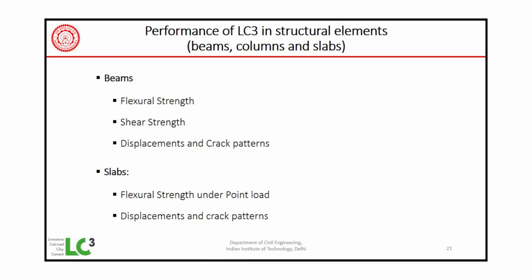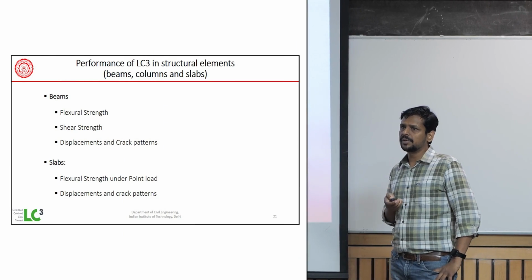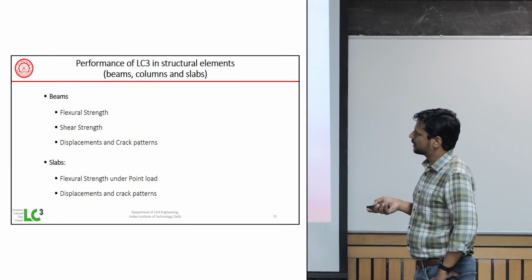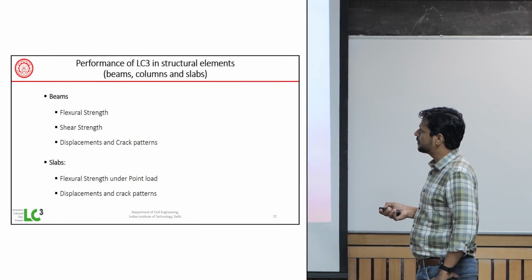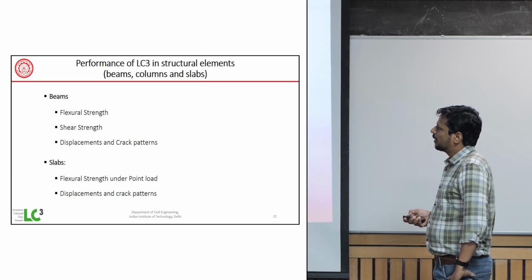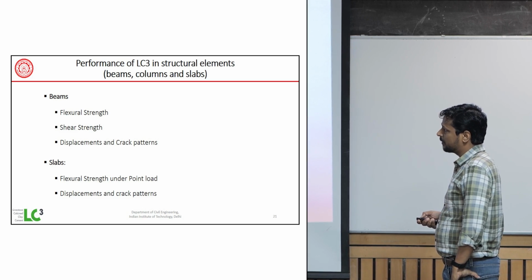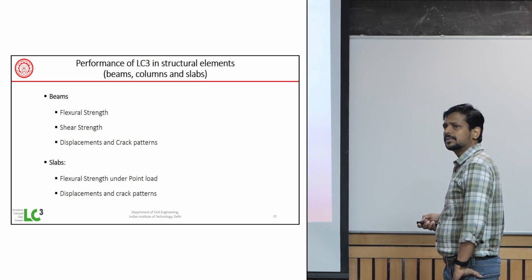Now beyond this, up to this, it was only the individual performance. Now we move towards the actual performance of the structural elements. So for that, we tested beams and slabs. In beams, we measured the primary purpose. You know, the beam is designed for flexural stresses and shear stresses, and then we observed the displacement and crack patterns. And then we tested slabs also, which are designed for area load, floor load, and we measure the strength as well as observe the displacement.